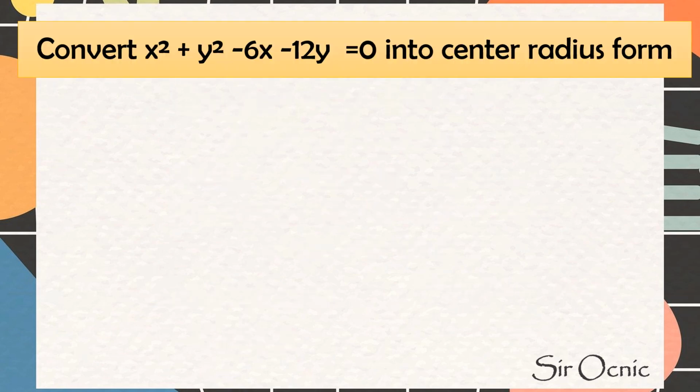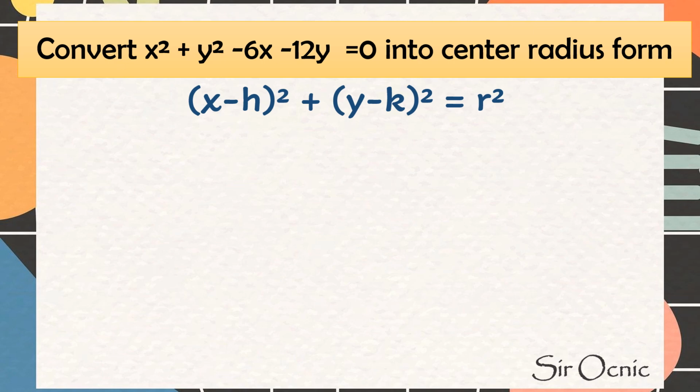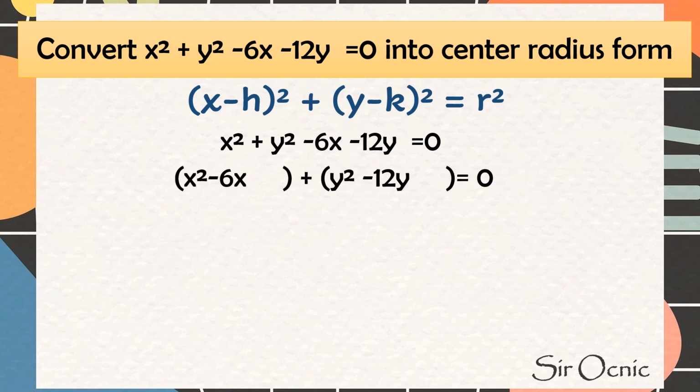Convert x² + y² - 6x - 12y = 0 into center radius form. Regroup the terms included in the equation, and that is equal to (x² - 6x) + (y² - 12y) = 0.